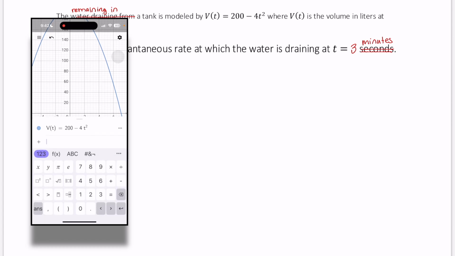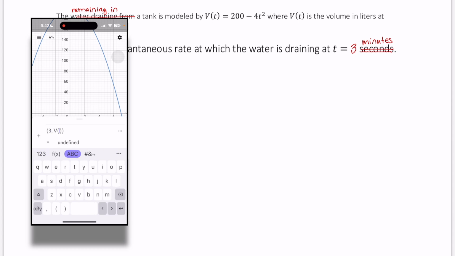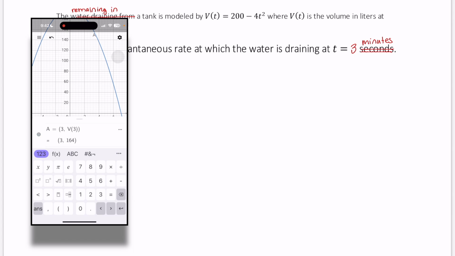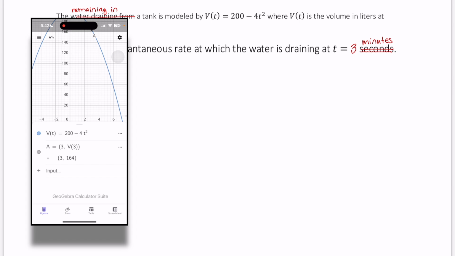Now, and I'll go back to seeing the graph. I want to explore this visually around the 3-minute mark. So I'm going to open parentheses, put a 3, comma, and then a capital V, open parentheses, go back to numbers 3. This is why I really like creating the function using function notation here on GeoGebra, because it'll give me the output once I give it an input. Here on the graph, this point A represents the amount of water remaining in the tank at the 3-minute mark. So at 3 minutes, there's 164 liters of water remaining in the tank.